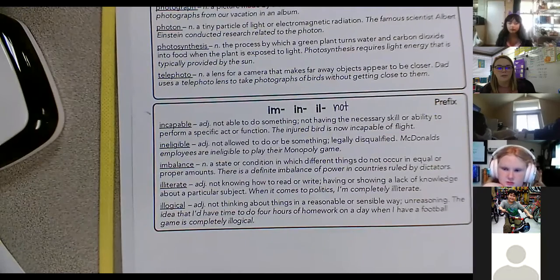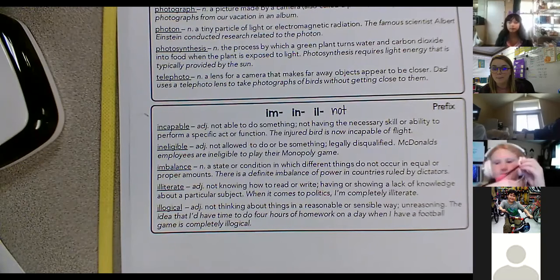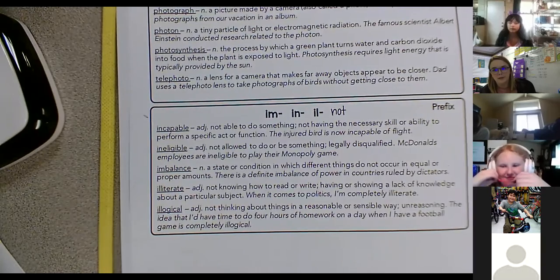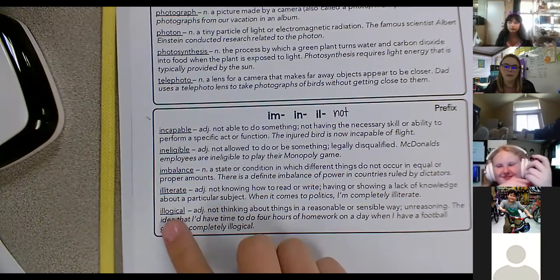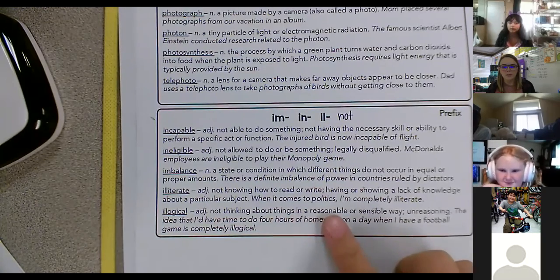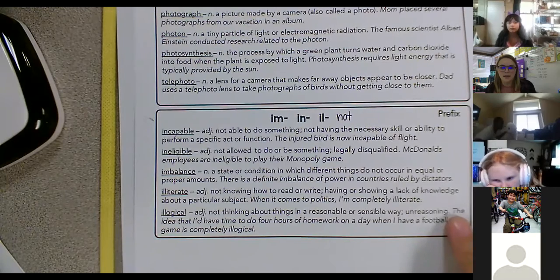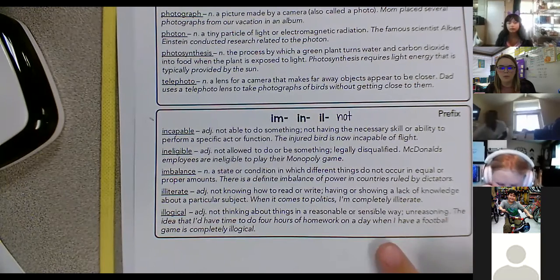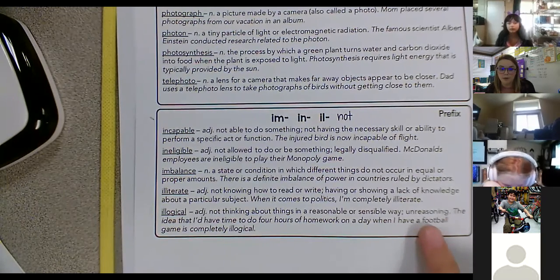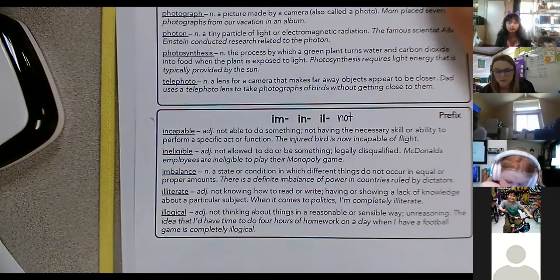Whereas if I were to ask you if you were literate or illiterate in the alphabet and knowing the letters of the alphabet, you all know the letters of the alphabet. You're not illiterate when it comes to the alphabet. The last word is illogical. It's not thinking about things in a reasonable or sensible way. So I like the sentence that it gives us. The idea that I'd have time to do 4 hours of homework on a day when I have a football game is completely illogical. So it just means that it's not reasonable.